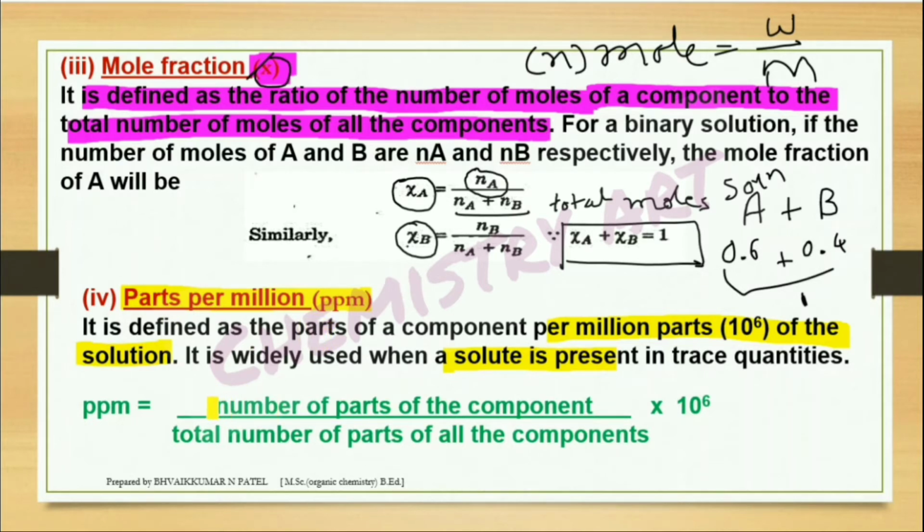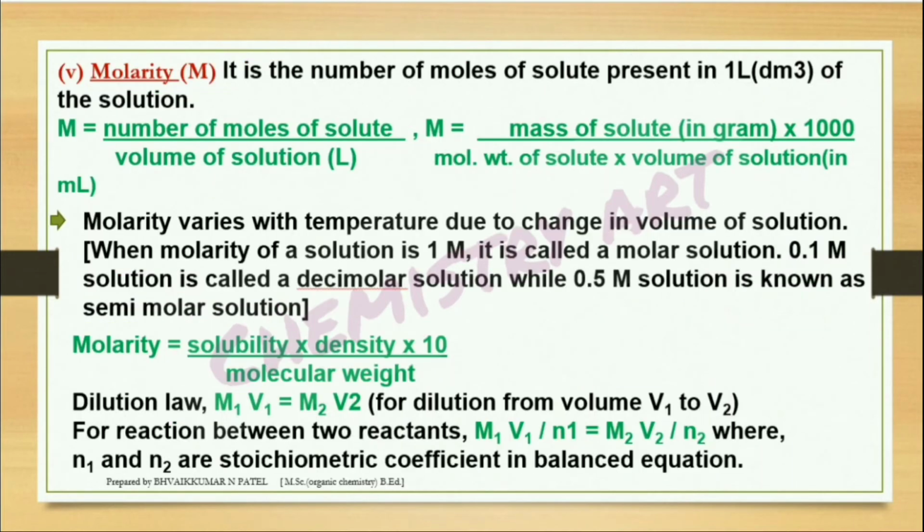So what is the formula? Number of parts of the component into 10 to the power 6, divided by the total number of parts of all the components. It will give you the parts per million, ppm. And it is used for solutions in which a very small, trace amount of solute is present.